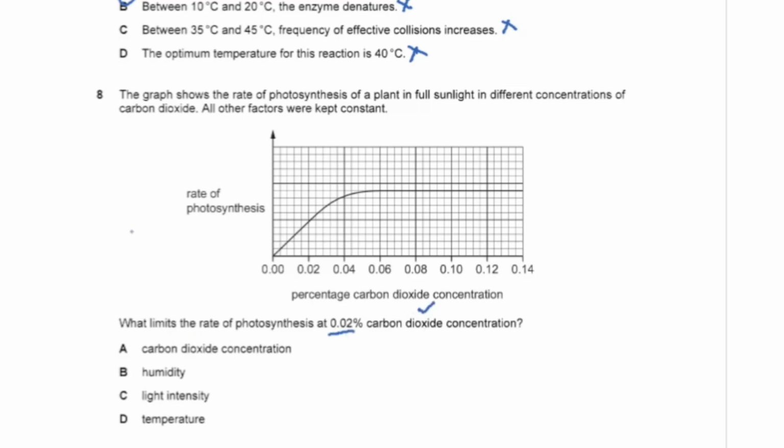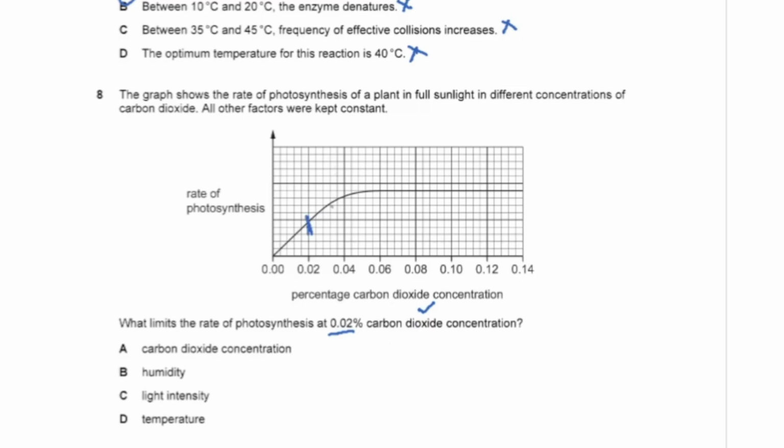Now, you must have learned in your basic biology that limiting factors are any factor that if it is not there, the reaction will not take place optimally. And for photosynthesis, there are 3 limiting factors. The first one is carbon dioxide concentration, the next is temperature, and the last is light intensity. So looking at the question they've asked us now, what limits the rate of photosynthesis at 0.02 percent carbon dioxide concentration? This is where you have 0.02.